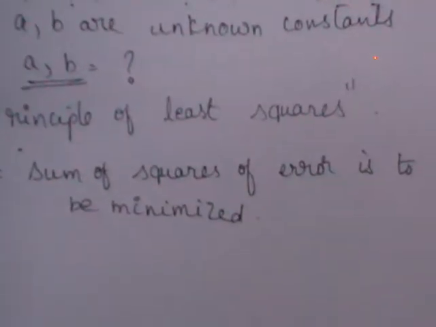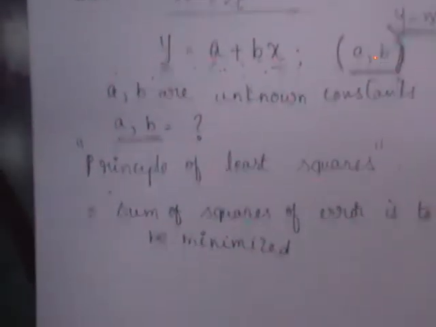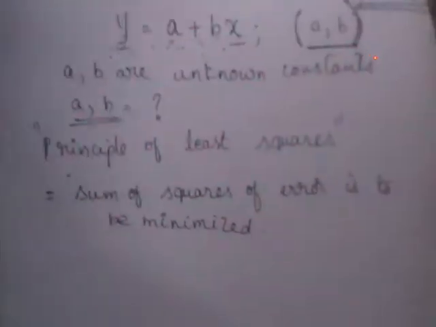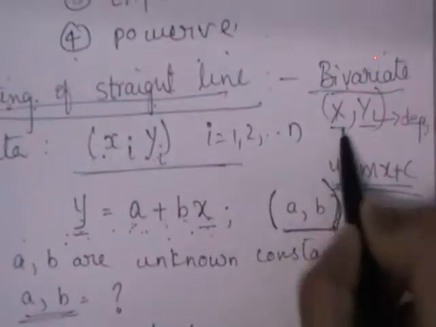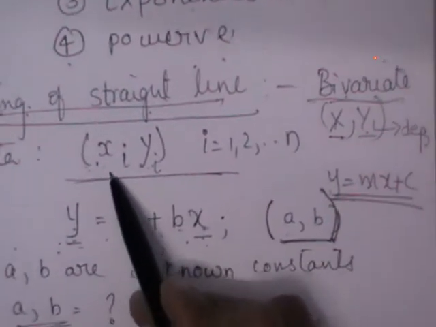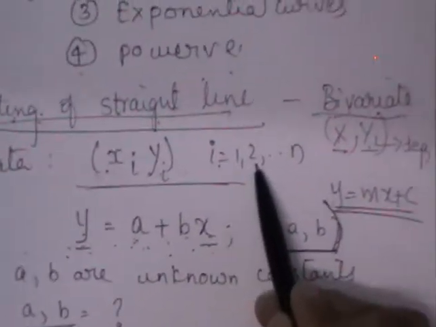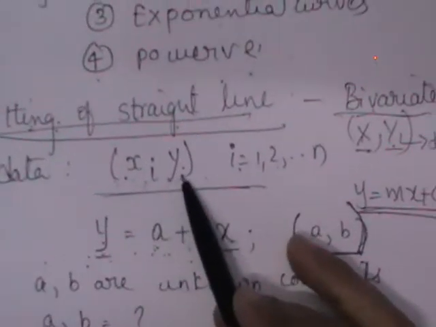So again I am repeating. Now we are going to look at the topic called fitting of straight line. To fit the straight line, you should consider the bivariate data. We represent the bivariate data in this way: (xi, yi), i equals 1 to n. There are n observations on both x and y.